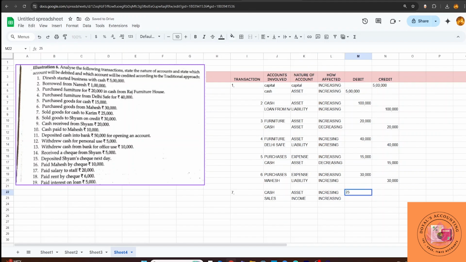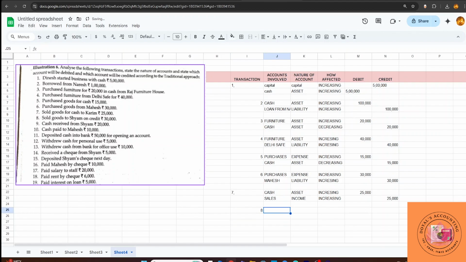Asset is a debit account, debit balance is increasing, so it will be on the debit side. Sales is an income, it has a credit balance, it has an opening credit balance. So any increase in a credit account will be shown on the credit side. That is why we will put sales on the credit side to the extent of 25,000.